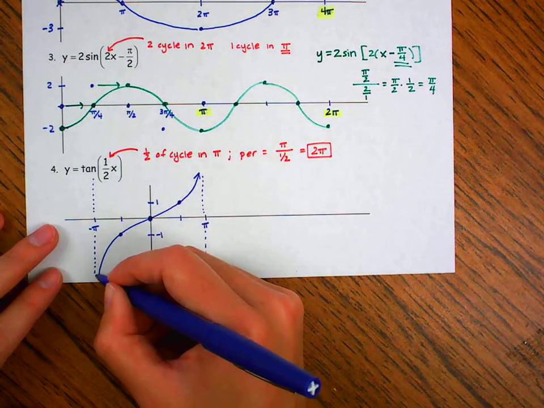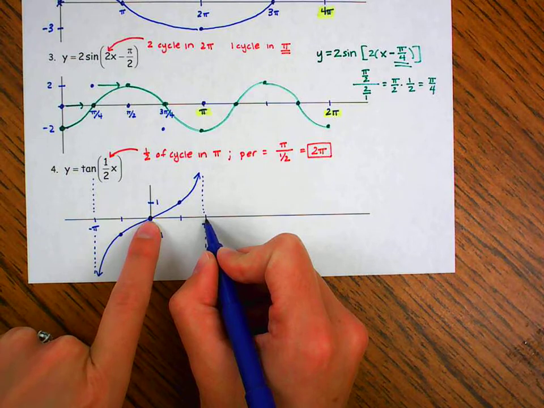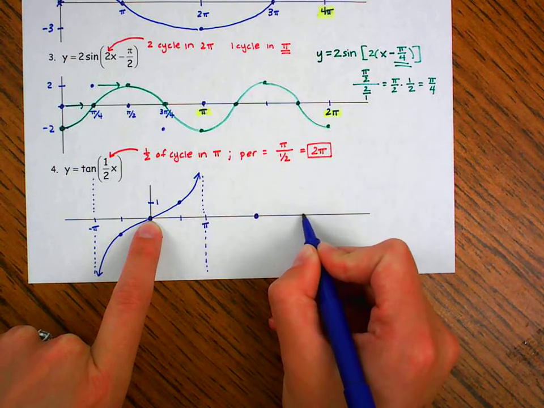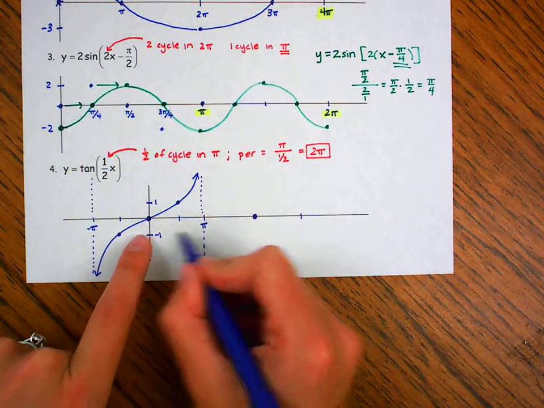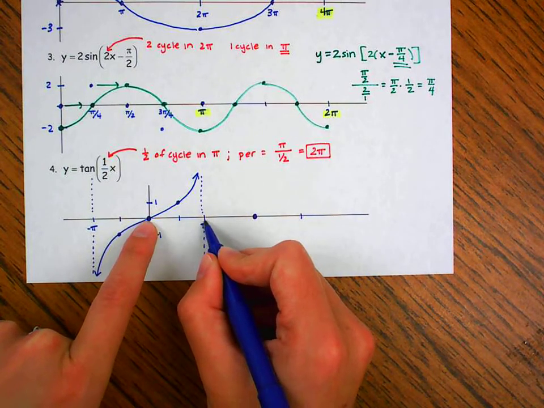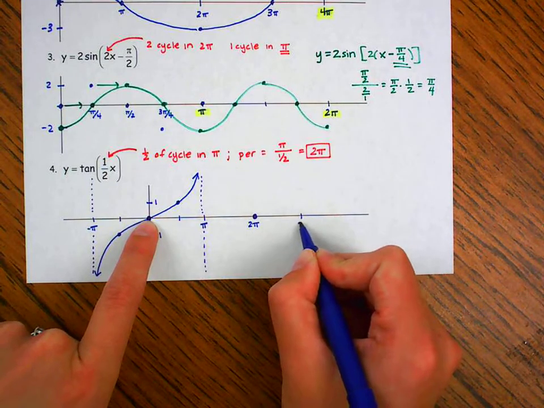Well, I told you guys I always want 2 cycles. So notice the distance from here to here is pi. So I'm going to go that same distance again to get to my next 0. I'm going to go that same distance again to get to my next asymptote. So I went over pi. From the center to the asymptote, I go over pi. From the asymptote to the center, I go over pi. To go from the center to the asymptote, I go over pi.